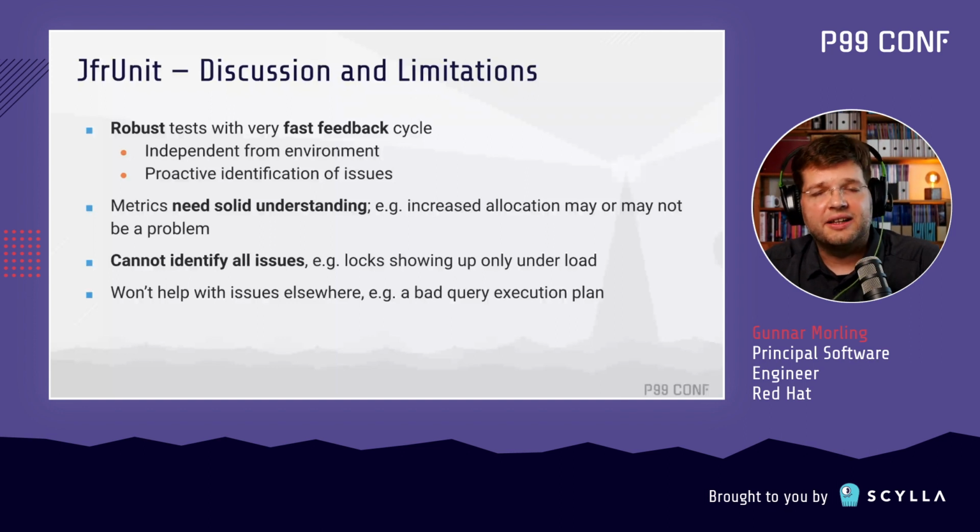So this is telling about indicators and potential regressions. You have to really understand what's going on. And of course, the other thing is you cannot identify all kinds of performance issues. Let's say you have something like locking issues, which only show up under a high load. Well, you wouldn't find out about those kinds of issues. And lastly, there might also be things which are out of the control of your application itself, like maybe an index in a database which used to be used before, now suddenly isn't used anymore. Well, you wouldn't find out about this using this testing approach.